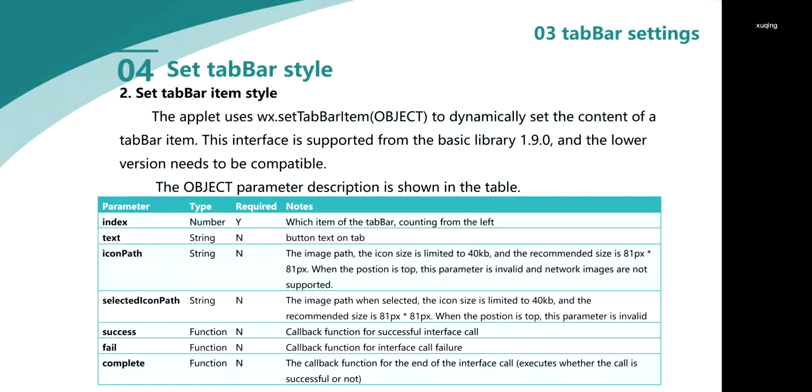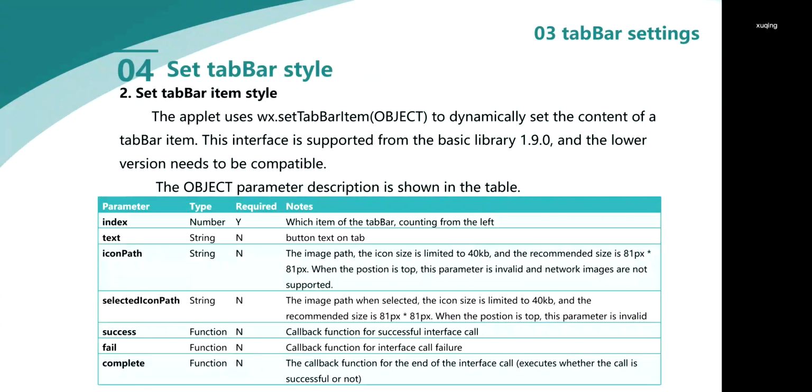We have a description of these parameters. We have 7 parameters in total here. Yeah, you see 4 parameters specific to this method: index, text, icon path, selected icon path, and 3 parameters as common ones. For the first one, index shows which item of the Tabbar, and we count it from the left.